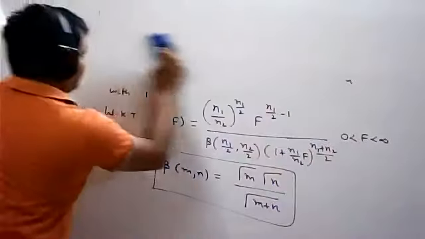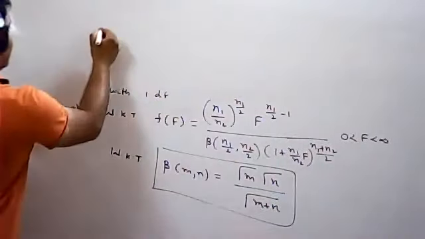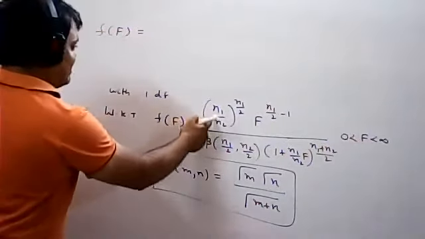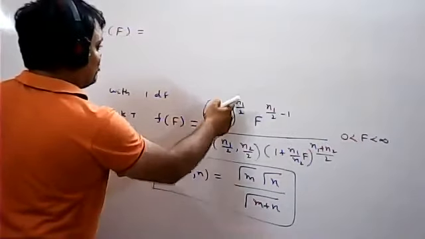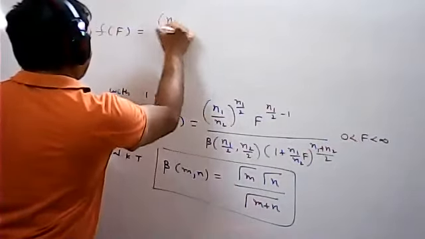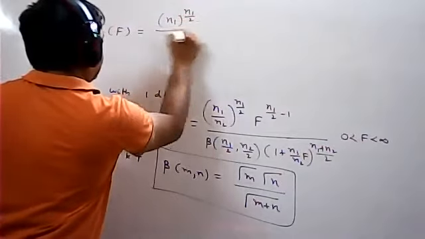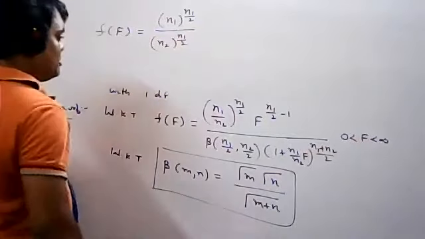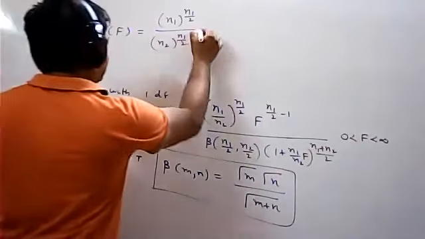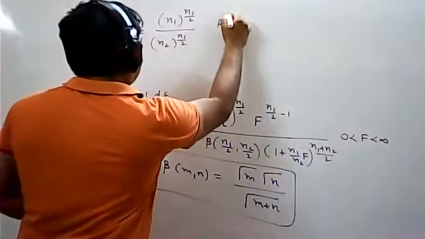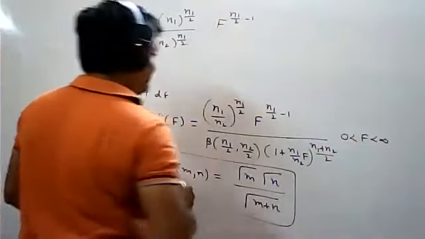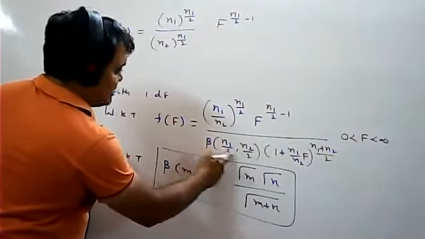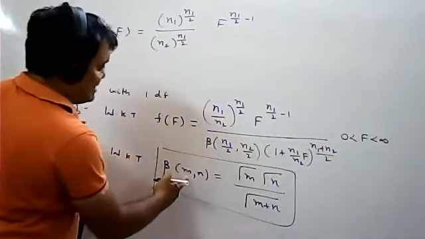Then next line, f of f equal to, I will separate these terms also. A by b whole power m can be written as a power m by b power m. So this I will write as n1 whole power n1 by 2 divided by n2 whole power n1 by 2, because I have to separate the n1 terms and n2 terms, since n2 tends to infinity. Next, f power n1 by 2 minus 1, this term is as it is. Now I will apply the formula here. In place of m you have n1 by 2, in place of n you have n2 by 2. This is in the denominator actually.